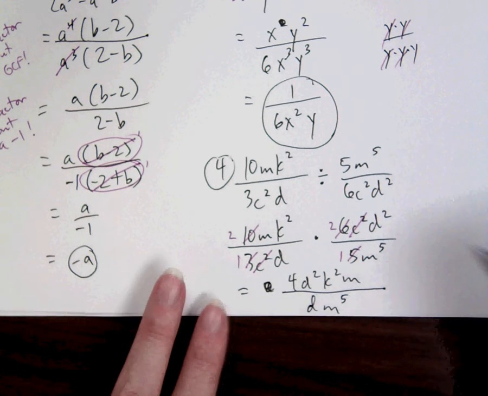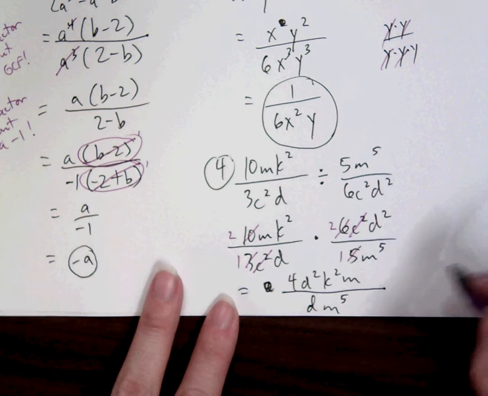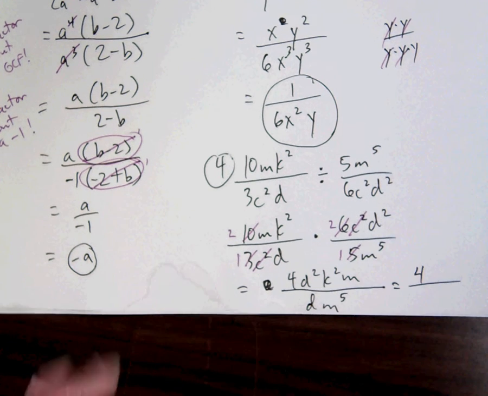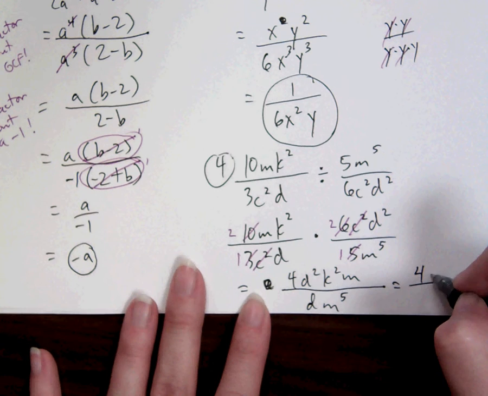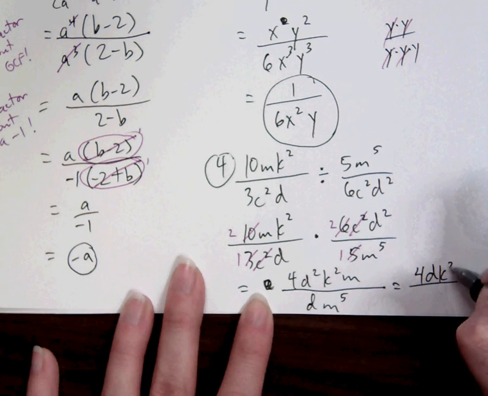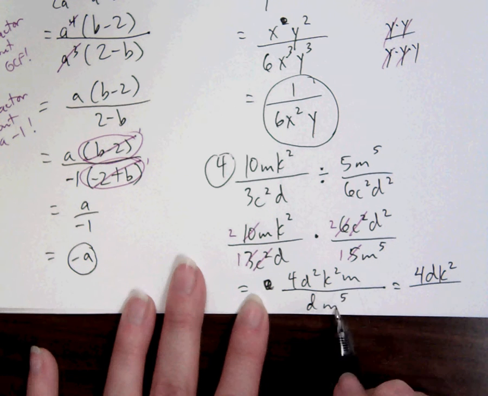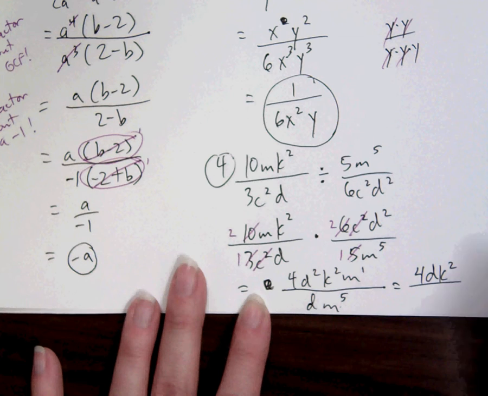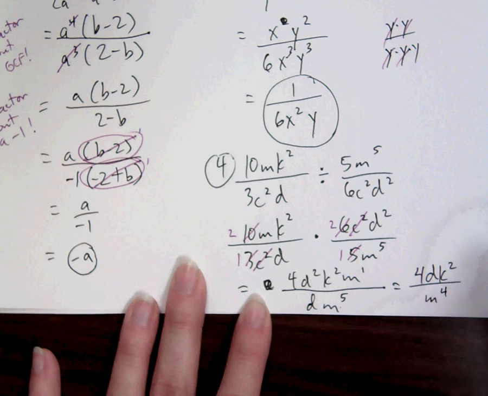So I've got d squared in the top, d in the bottom. If I subtract those, I'm going to have just d to the first in the numerator, because there was more in the numerator. Okay, the k squared, there's no other k's, so that's fine. And then the m and m to the fifth, again, this is m to the first. 5 minus 1 is 4. There's more in the bottom, so m to the fourth.